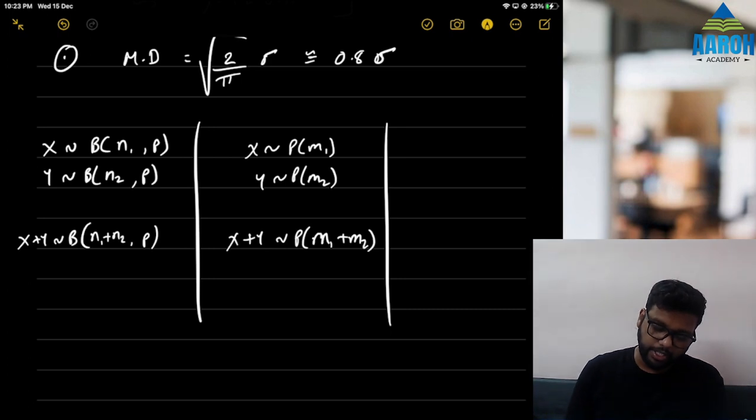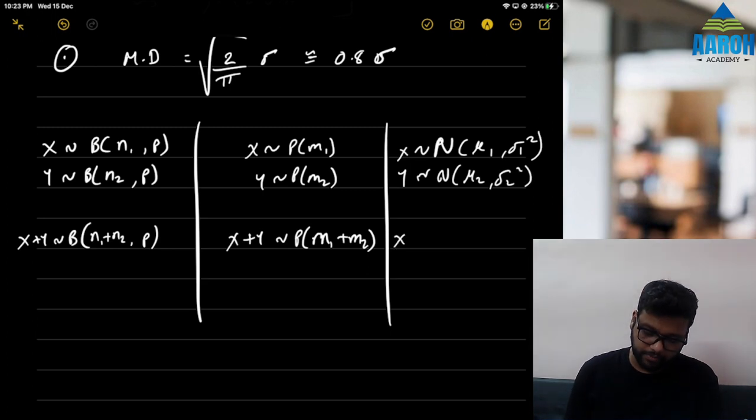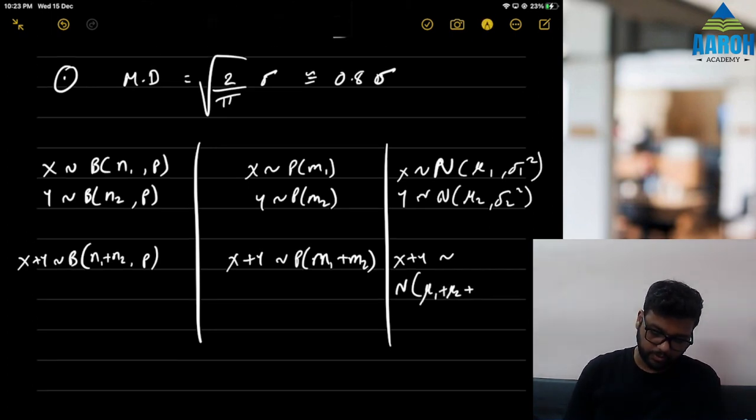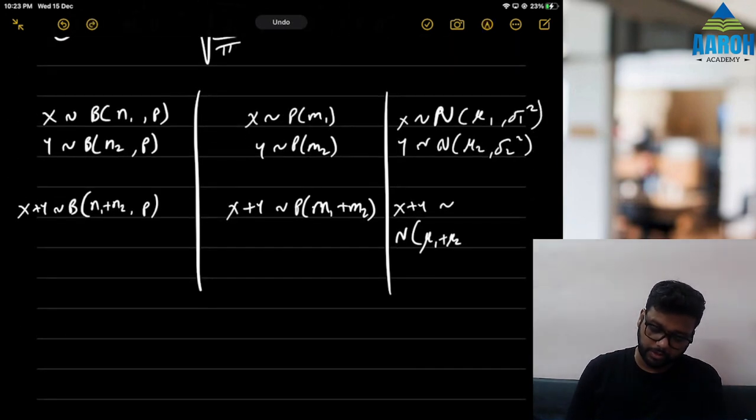If x follows normal distribution with parameters mu 1 and sigma 1 square, and y follows normal distribution with parameters mu 2 and sigma 2 square, then x plus y follows normal distribution with parameters mu 1 plus mu 2, comma, sigma 1 square plus sigma 2 square.